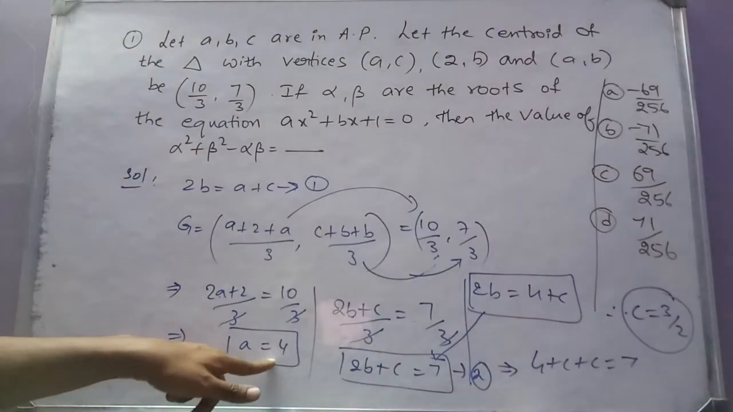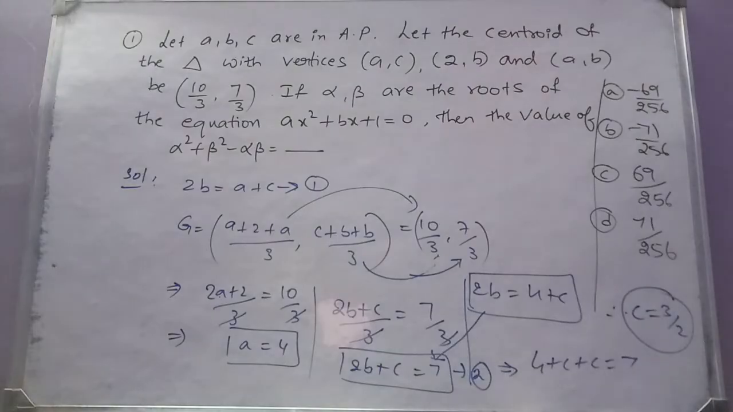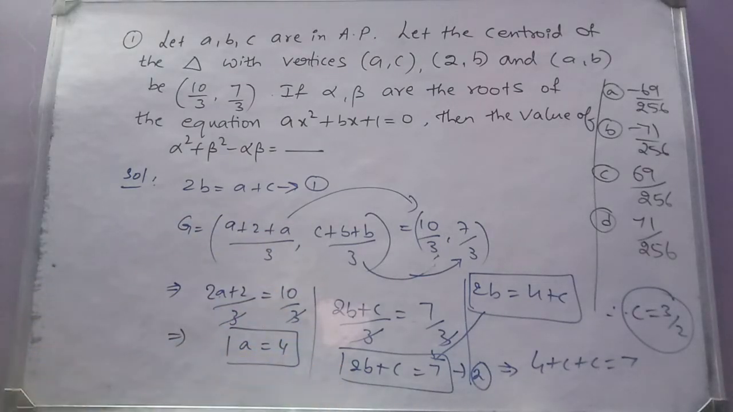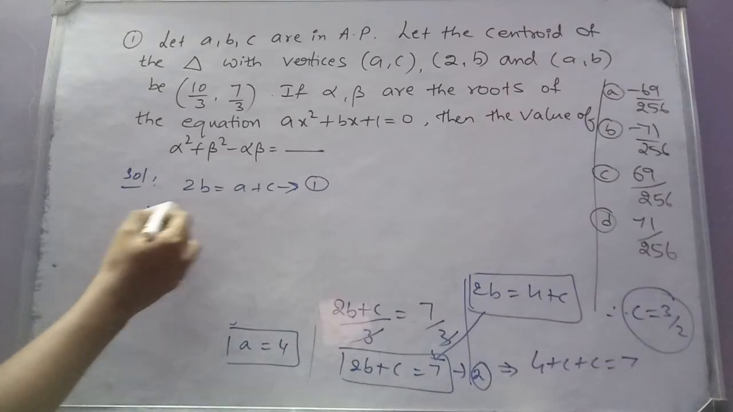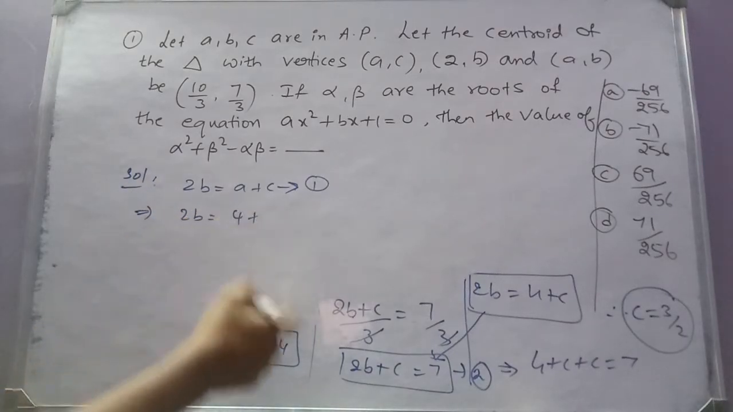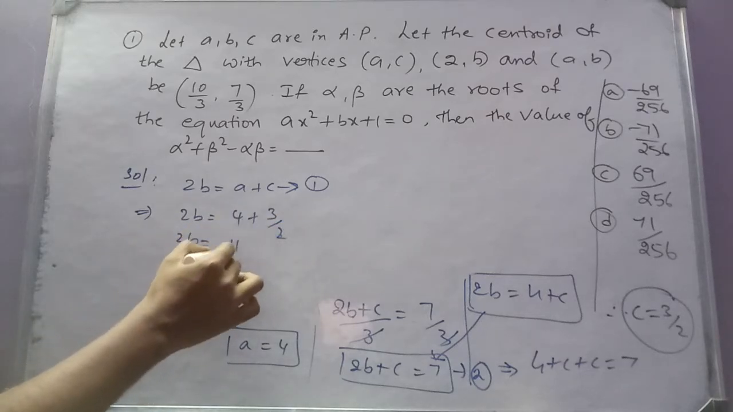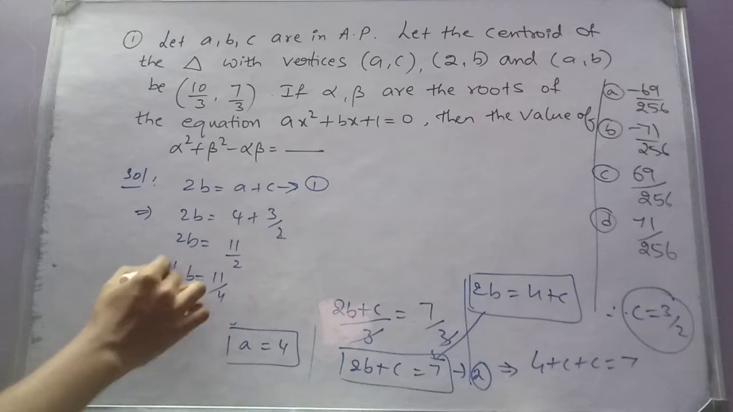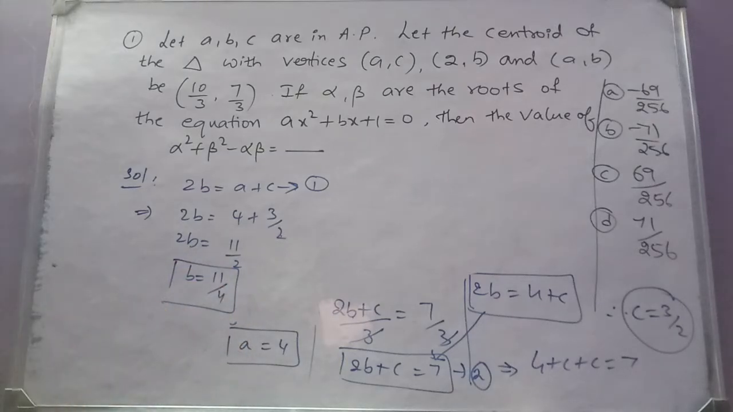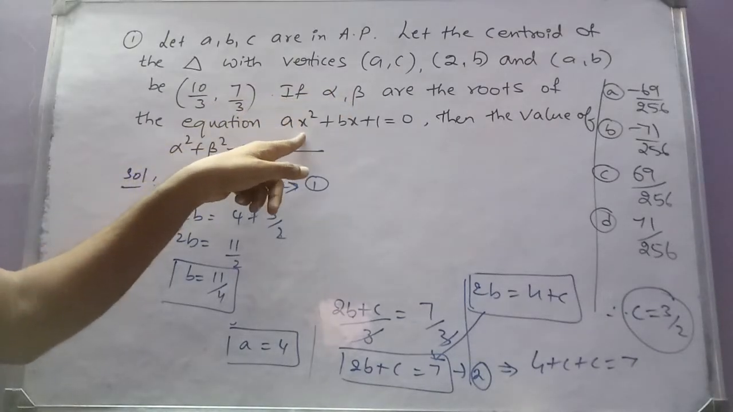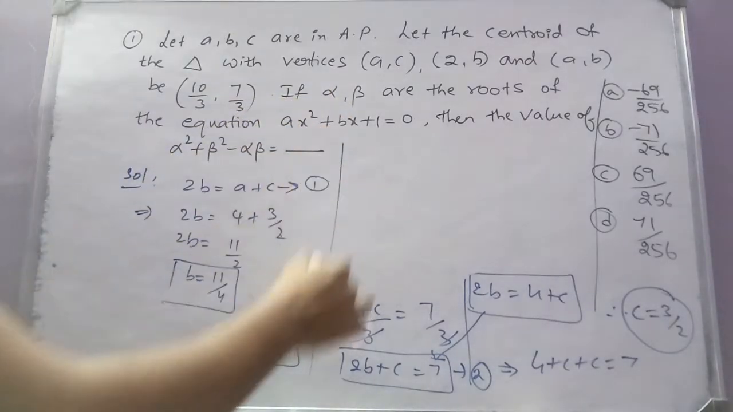Observe, I have the a value, I have the c value. Now you can easily find out the b value by using either the first equation or the second equation. Let me use the first equation itself. So 2b is equal to a, which is 4, plus c, which is 3 by 2. So 2b is equal to 11 by 2 and b is equal to 11 by 4. So I have got all the 3 values a, b and c. And they have told that alpha, beta are the roots of this particular equation. So first let us find what the equation is.